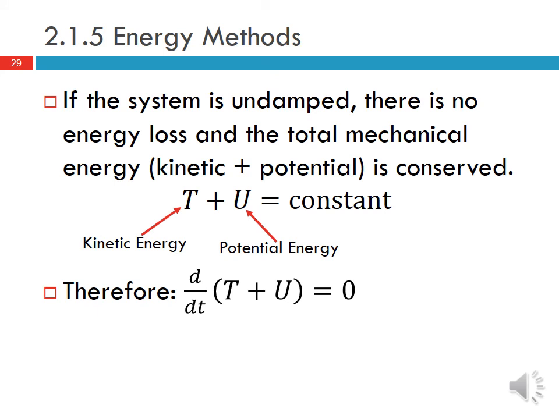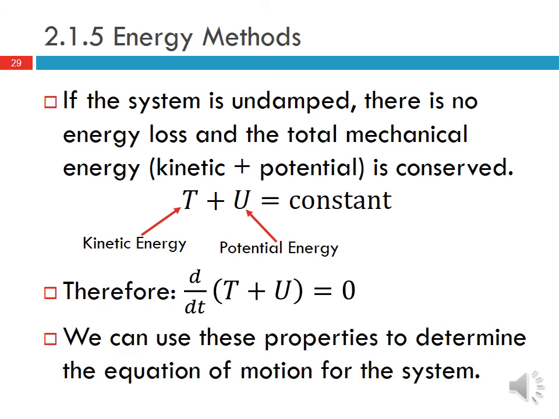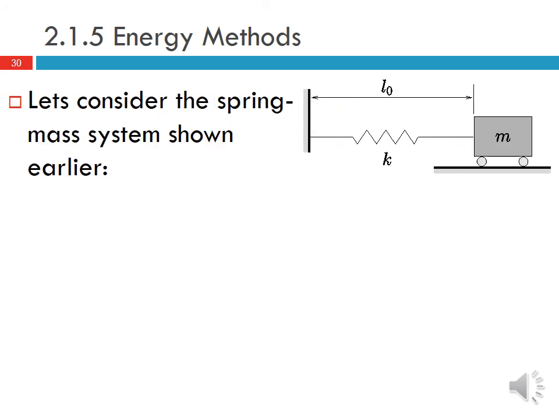This means that if the sum of these is a constant, the derivative of T plus U is equal to 0. So we can use these properties to determine the equation of motion for a conservative system. So let's consider our spring mass system that we talked about earlier.